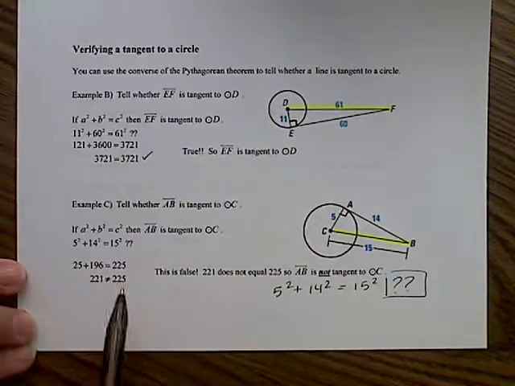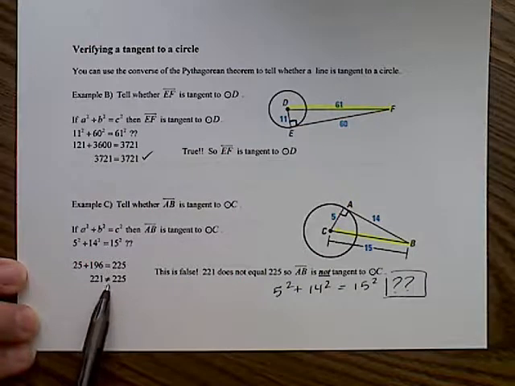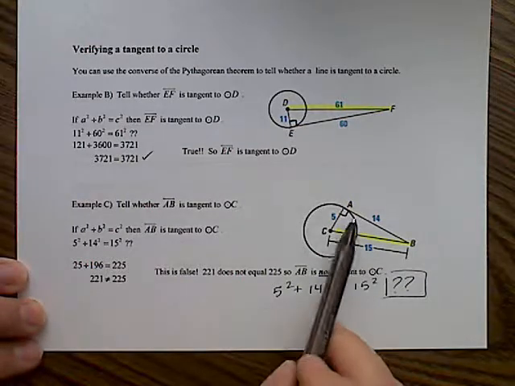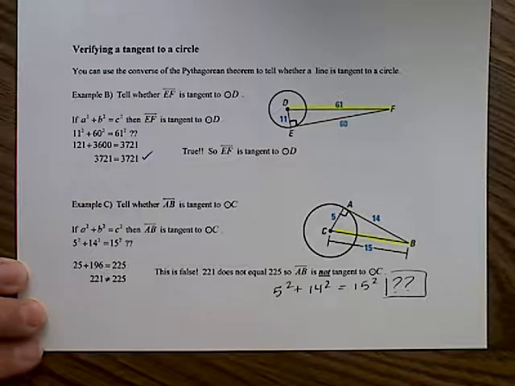And over here, we can see that, oh, the left side does not equal the right side. Therefore, segment AB is not tangent to circle C. Even though it looks like it's tangent to the circle, it's not.